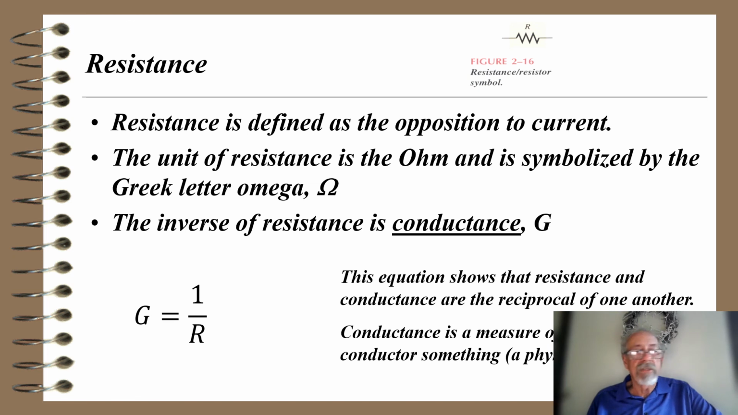That brings us to resistance. What is resistance? Resistance is defined as the opposition to current. The unit of resistance is the ohm, and it's symbolized by the Greek letter omega. The inverse of resistance is conductance, given by G. In the equation here, G is equal to 1 over R, or the reciprocal of R. So this equation shows that resistance and conductance are reciprocals of one another. Conductance is a measure of how good a conductor a physical thing is.